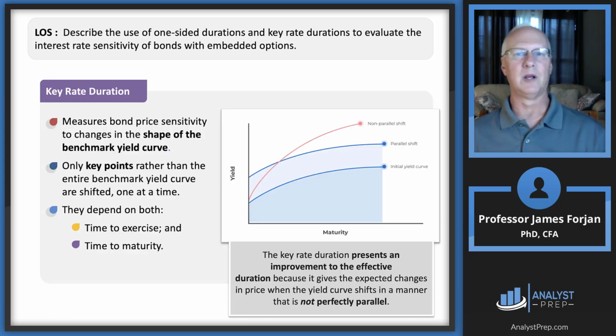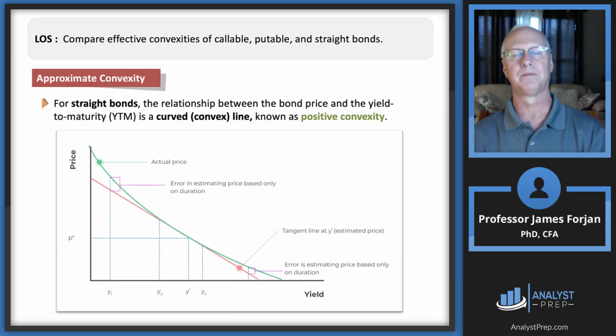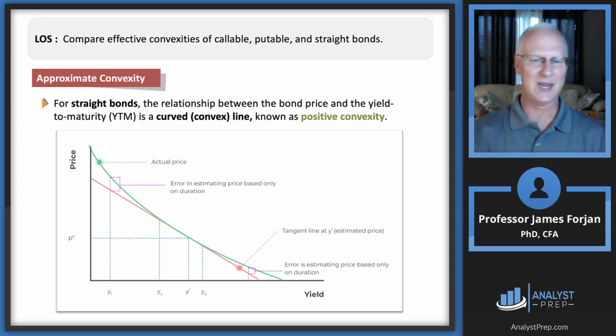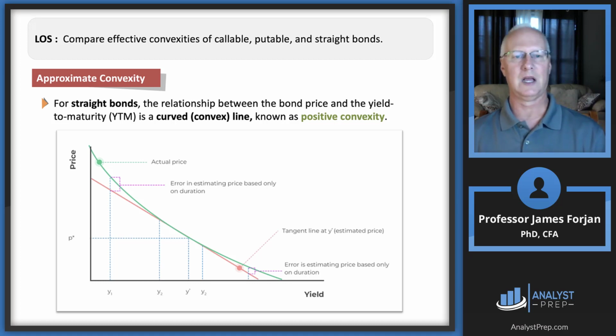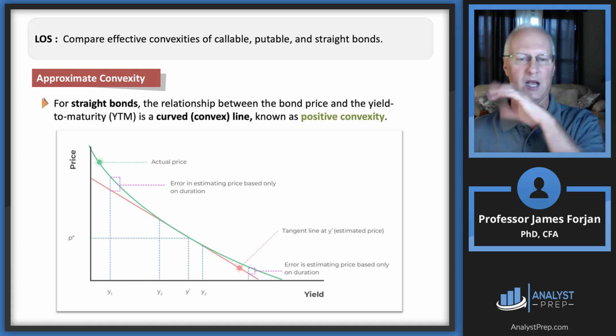All right, so let me go back here quickly. That answers the one-sided duration and the key rate durations. All we're doing is describing here. So I think I addressed that. Yep. I remember a few moments ago I said something about duration being first derivative. So look at that tangent line. Is that red? Yes, so that's a straight line. So that's duration. That's the measure of the slope of the line at probably the current yield and the current price.